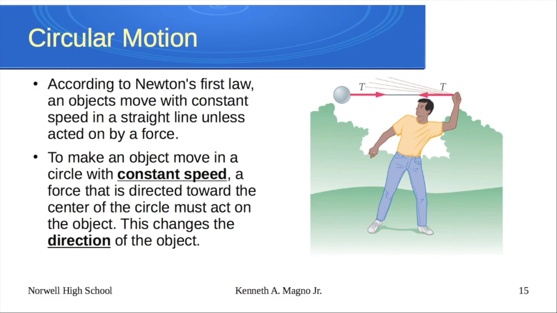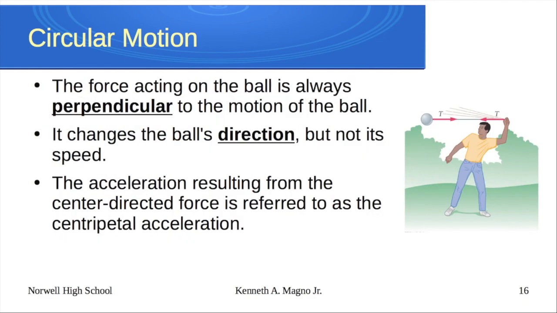So here's an example where we've got tension. There's a string between the person's hand and the ball. The ball has a tension inward towards the person's hand, but the person feels, because of Newton's third law, a tension outward. So the force acting on the ball is always going to be perpendicular to the motion of the ball.